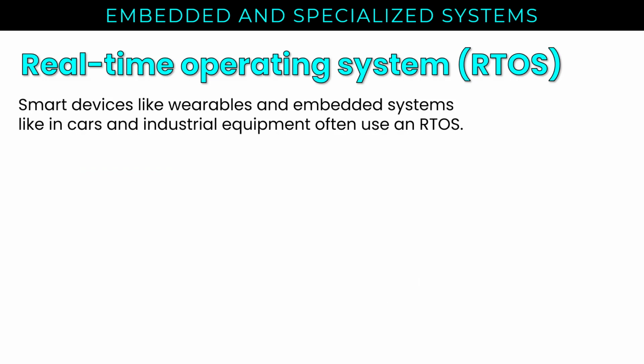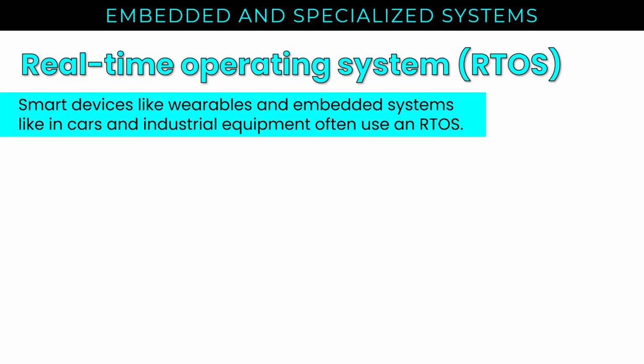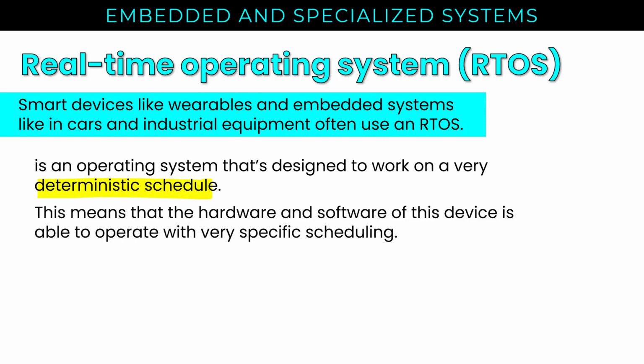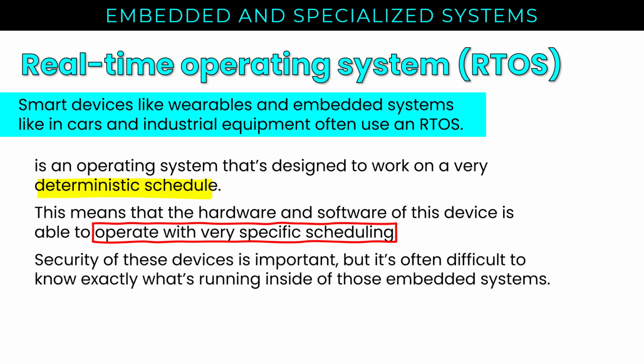Now, real-time operating system, or RTOS. So smart devices like wearables and embedded systems, like in cars and industrial equipment, often use a real-time operating system. It's an operating system that's designed to work on a very deterministic schedule. That means the hardware and software of this device is able to operate with very specific scheduling. So security of these devices is important, but it's often difficult to know exactly what's running inside those embedded systems.